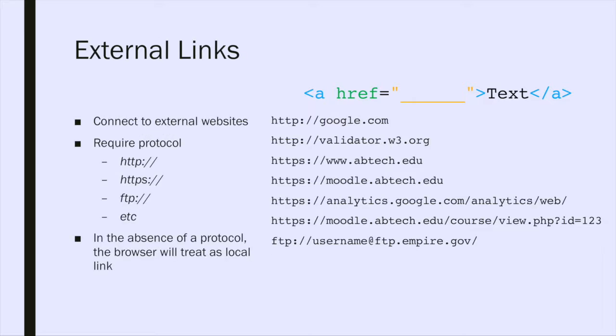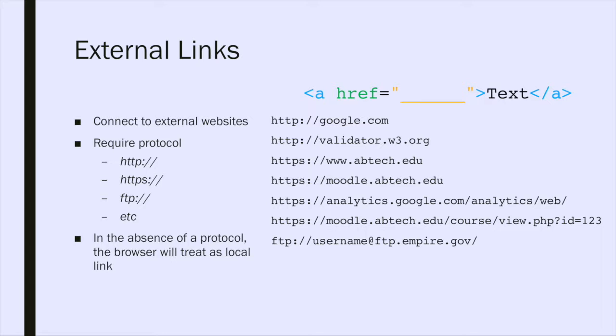For external links, these are to connect to external websites, and these require a protocol. Either that is HTTP, HTTPS, FTP, etc. If there is a protocol in it, the browser will process this as an external link. If the protocol is not there, the browser will process this as an internal link and try to find something located in the current directory labeled, for example, google.com. But if you have http://google.com, then the browser will say, hey, this is an external link, so therefore we need to make sure we process this in the appropriate directory on the internet instead of trying to find it locally.